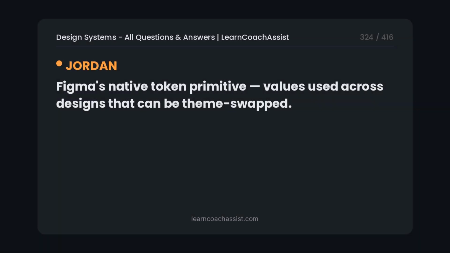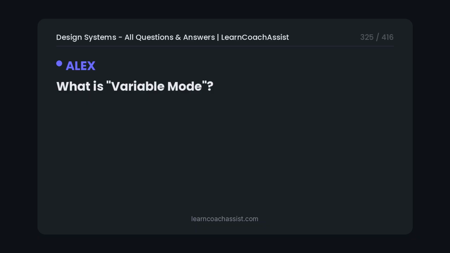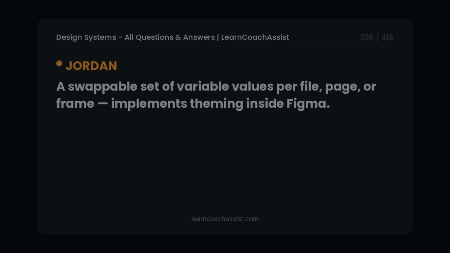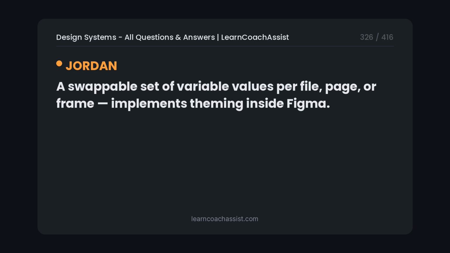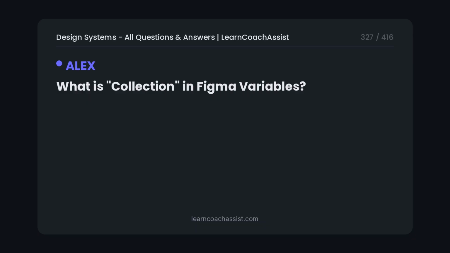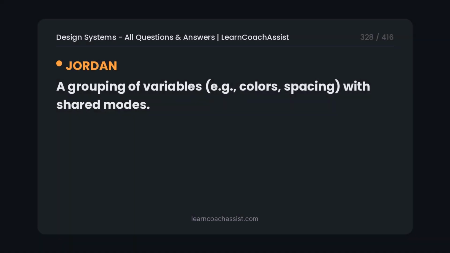What is a variable in Figma? Figma's native token primitive, values used across designs that can be theme swapped. What is variable mode? A swappable set of variable values per file, page, or frame, implements theming inside Figma. What is a collection in Figma variables? A grouping of variables, e.g., colors, spacing, with shared modes.